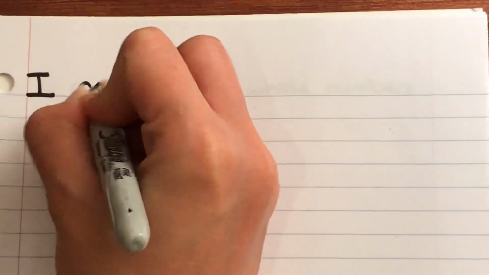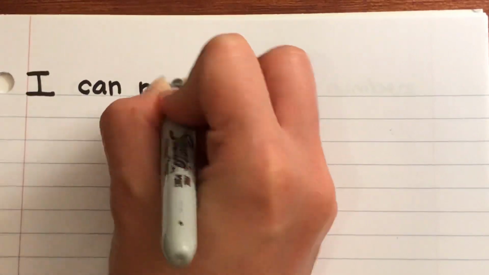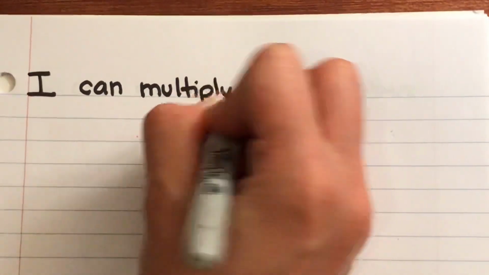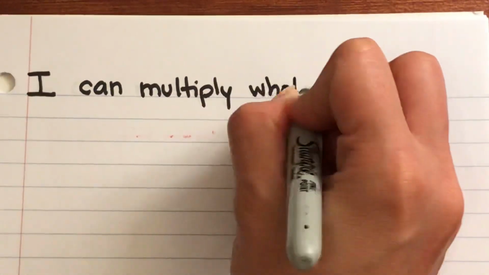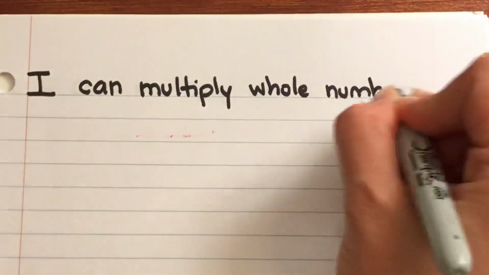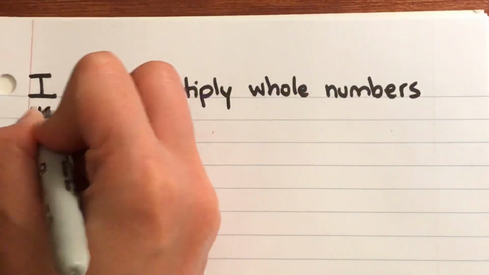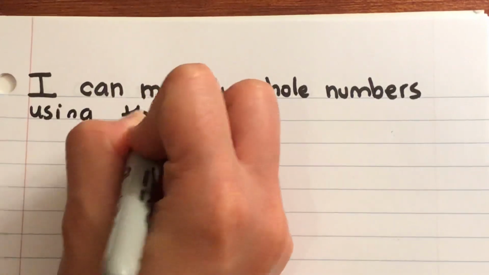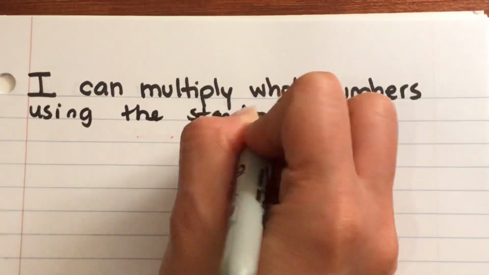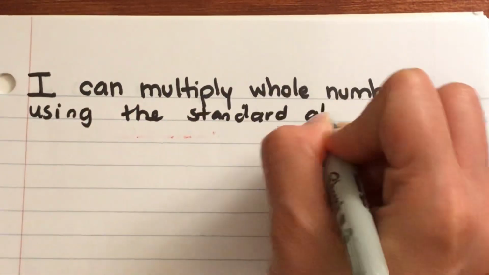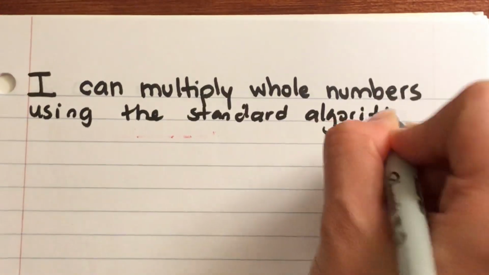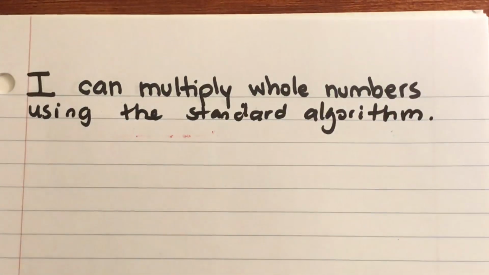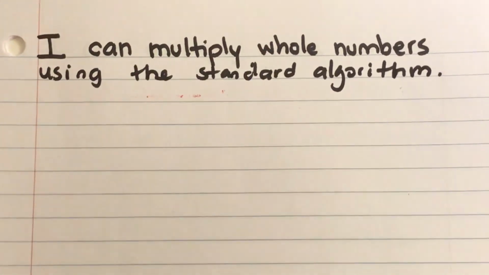Let's go and look at the I can for today. The I can is I can multiply whole numbers using the standard algorithm. Okay, and today we're just going to focus on 2-digit by 2-digit.